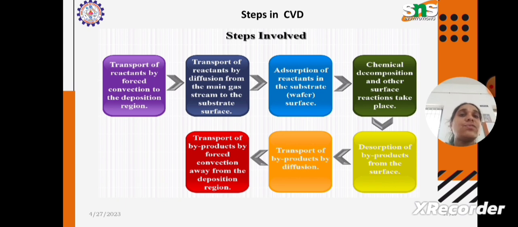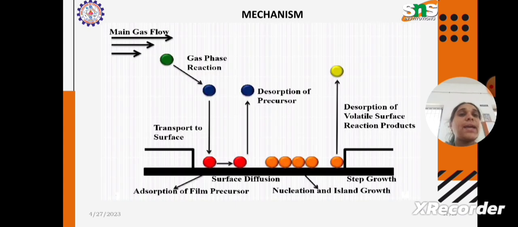First, the transportation of the reactants by forced convection to the reactor, then diffusion and adsorption on the substrate, chemical decomposition and surface reaction, and desorption and transportation of byproducts by diffusion and forced convection away from the deposition region. And the mechanism: main gas flow and gas reaction, transport to the surface, and desorption of volatile surface reaction products.